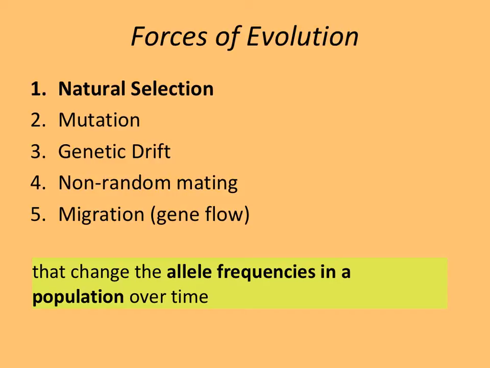Now, there's also something else that we'll learn about called genetic drift. This is kind of like a random event. It has no effect on being adaptive, in other words, whether it's good or bad. It happens randomly.